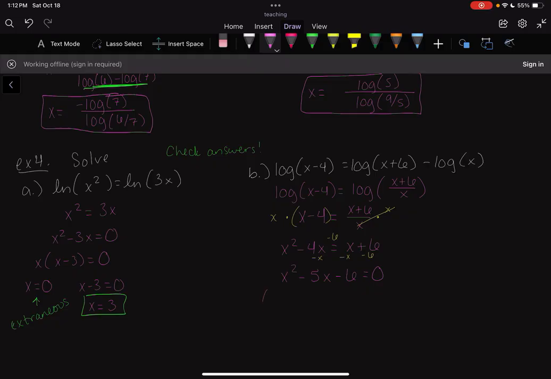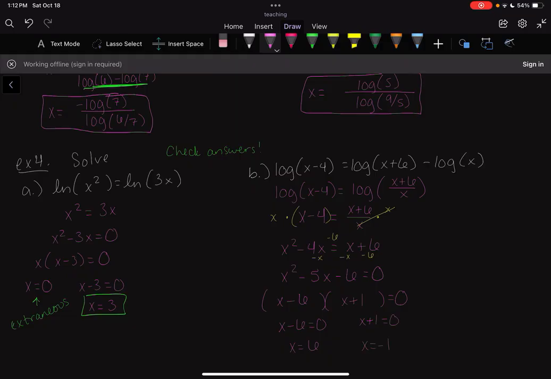Then we can factor. Now you're not guaranteed to be able to factor these. You could have to use the quadratic formula or something like that. But this one does factor into x minus 6, x plus 1. So I get x minus 6 equals 0, which is x equals 6, and x plus 1 equals 0, which is x equals negative 1.